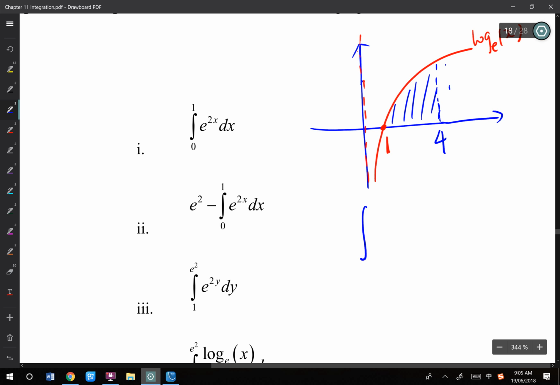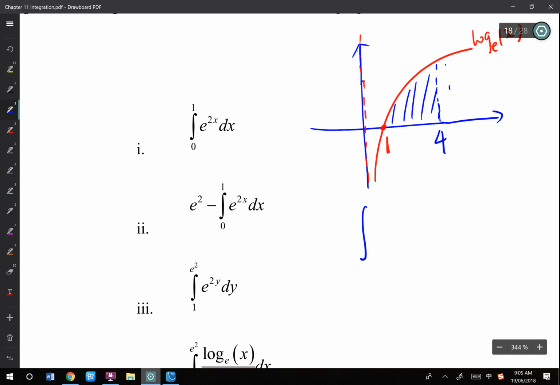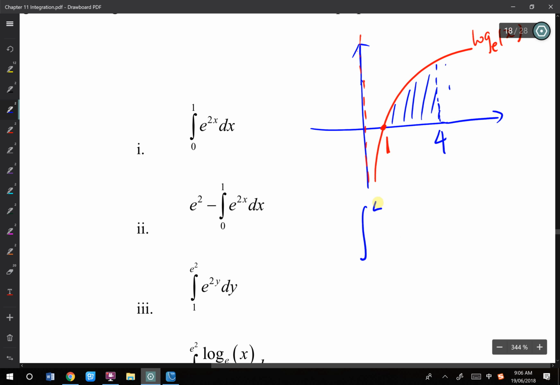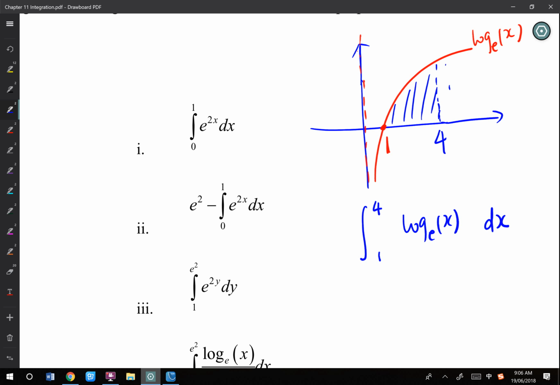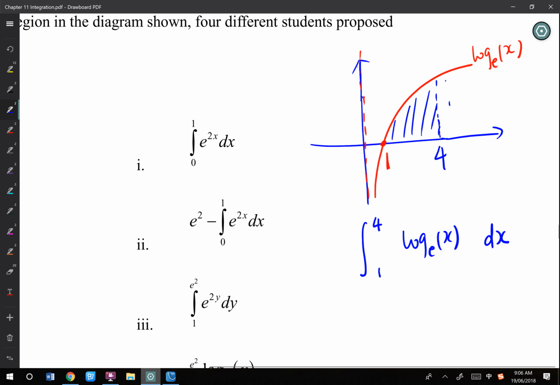The integral from 1 to 4 of log x dx. Just integrate the function between the starting point and the finishing point, and that gives this area. What's the problem after this step? If you don't have a calculator, what's the problem?